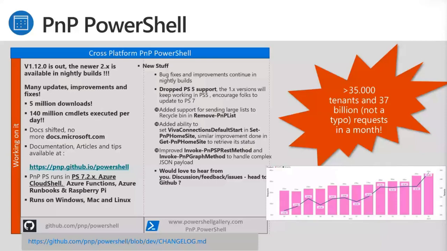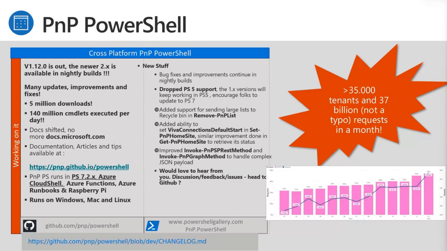Besides that, as Bert mentioned, PowerShell 5 support has been dropped. Going forward, in the newer 2.x versions, we will only support PowerShell 7.2 or later versions. The nightly builds have already dropped the support for that. So we would highly encourage you to use the nightly builds, test out your existing scripts, and let us know if you have any issues with those commandlets in the newer builds.